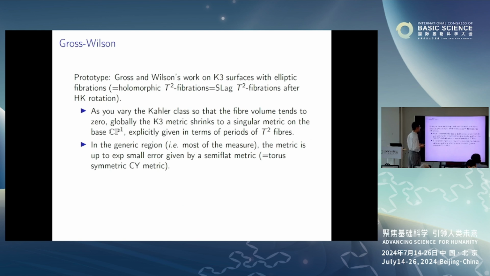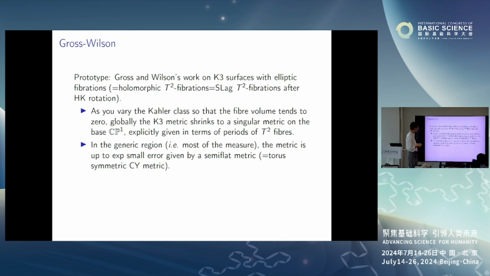Then what happens is that globally speaking, you collapse down to a smaller dimensional manifold. So here the base is CP1, or the same thing as S2. Now, as you try to understand what happens on a smaller scale, there's a dichotomy between what happens in the generic region versus what happens in the special region.